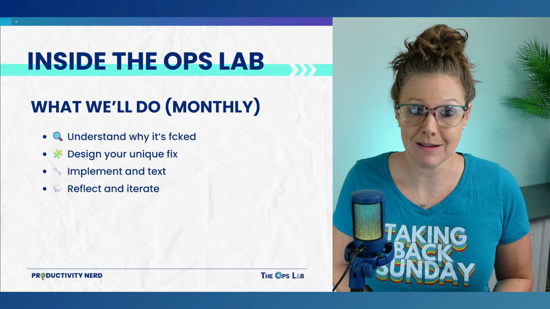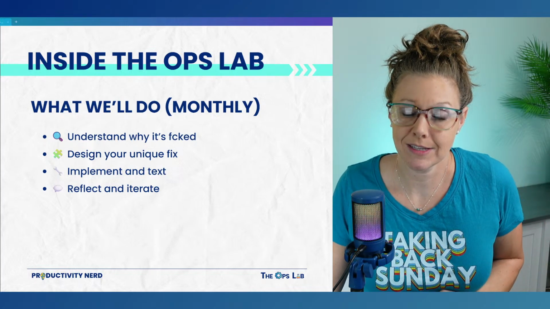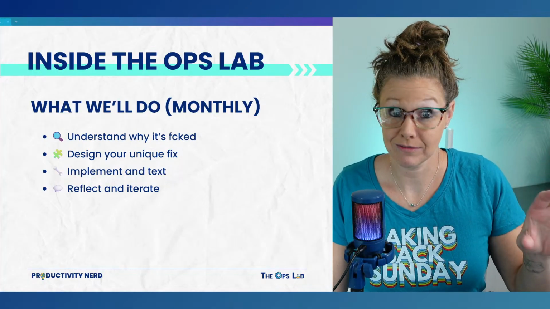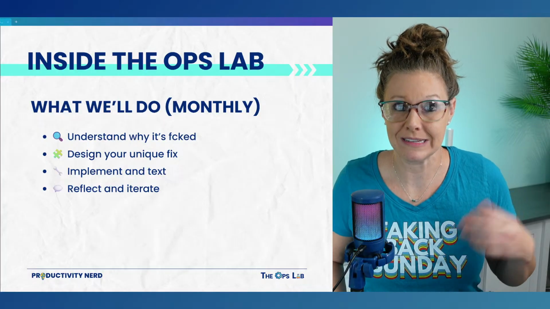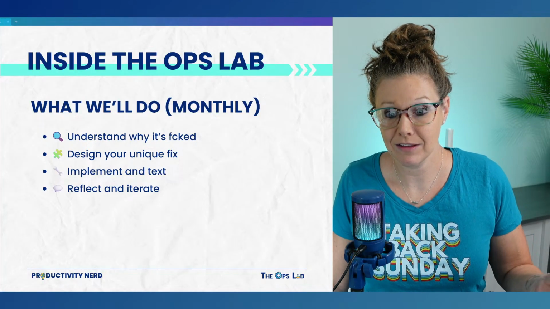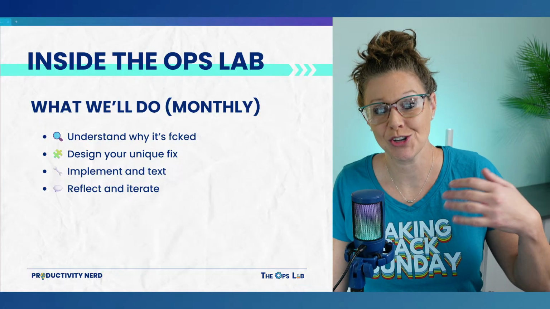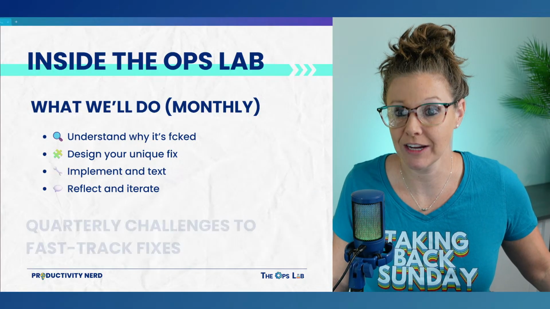So monthly themes, and we're assuming every month is going to have 4 weeks. We're going to do it in this order. The first week, we're going to understand why it's broken, right? Every person and every company is going to be a little bit different. Then week 2, we're going to design your unique fix. Week 3, we're going to implement it. That says text. That should have said test. Implement and test your fix. And then week 4, we're going to reflect and iterate, right?